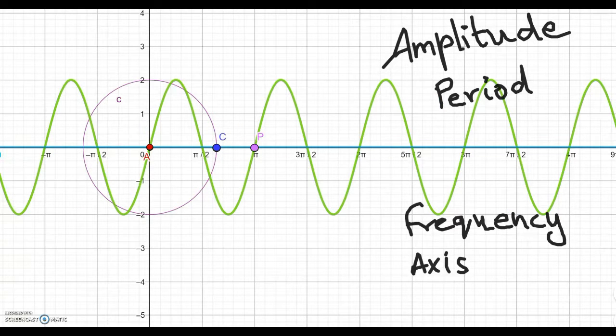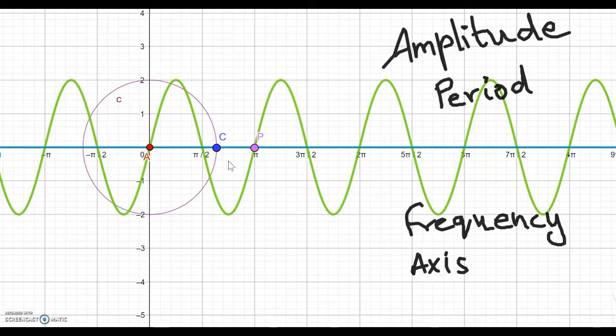Now, if I change it something like this, you can see that there are 1, 2 cycles until 2 pi, which means the frequency here is 2. So up to 2 pi, you have 2 full cycles. Therefore, the frequency of this sine curve is 2. Now, what is the period? What is the amount of the angle taken for one full cycle? So if you start from 0 and go on to one full cycle, it ends at pi. Therefore, pi is the period of this particular sine curve.